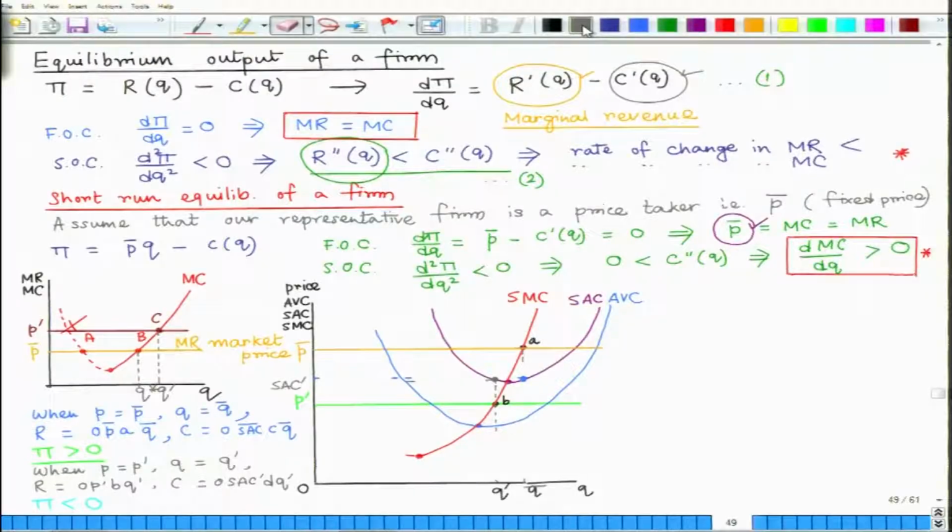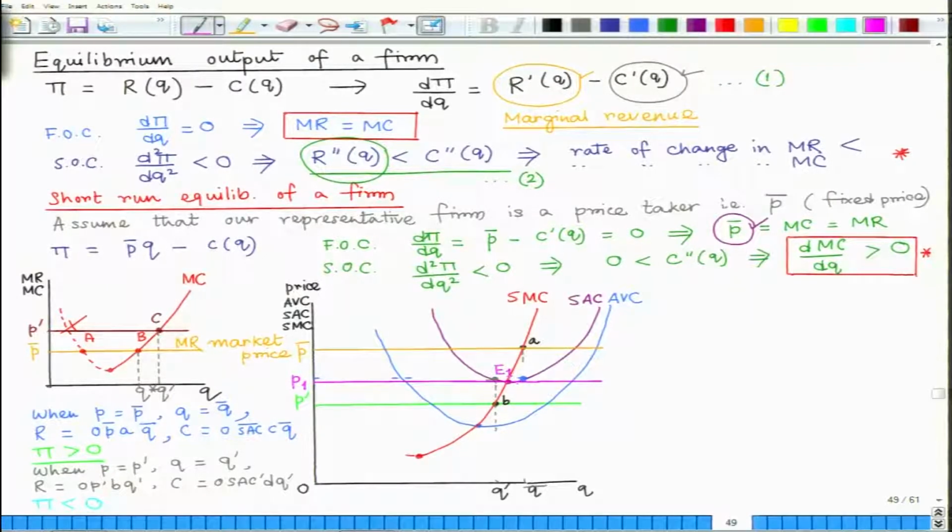Let us locate that point in the graph. Here you will see that I have cleaned up the graph quite a bit to make it look less clumsy. So we are talking about a price level. I need to erase this SAC. Now we talk about some market price, say P1, and let me denote this minimum point of the short run average cost curve as E1.